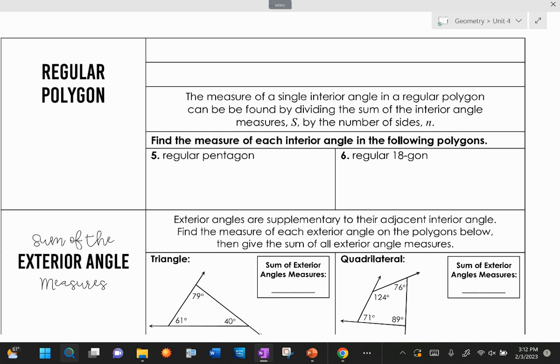All sides are equal. All angles are equal. So if you have a square, that is a regular quadrilateral. If you have something like this, you don't have the same lengths, so it would be a quadrilateral. It is not a regular quadrilateral.